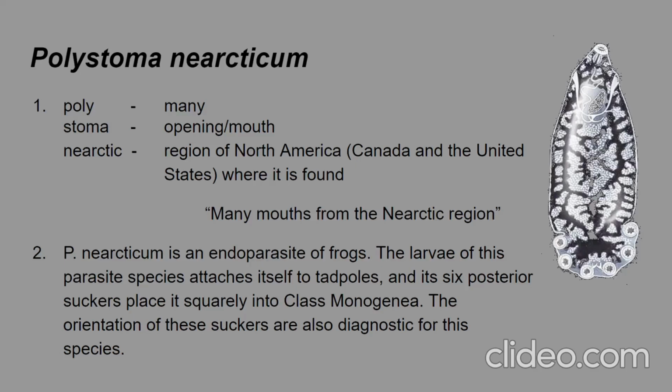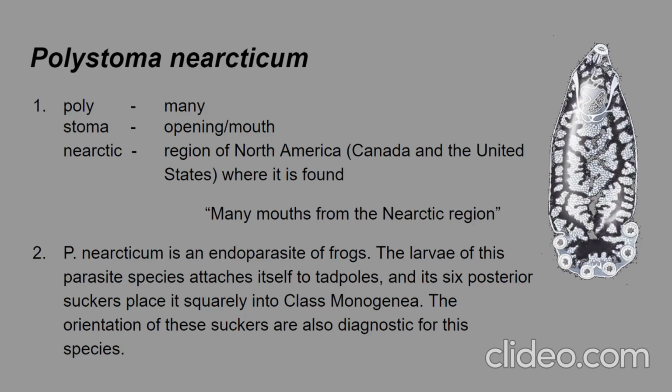This is my presentation on the parasite Polystoma nearcticum, whose name translates directly to many mouths of the Nearctic region. This region is basically the entirety of North America. It's all of Canada, all of the United States, and most of Mexico. This parasite is an endoparasite of frogs, specifically tree frogs of North America. I'll get into that a little bit later.